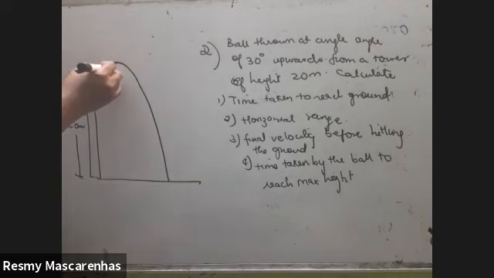So this is your u now. So it is initial velocity. The ball is thrown at an angle of 30 degrees from a tower of height 20 meters. Rest all we have to calculate.